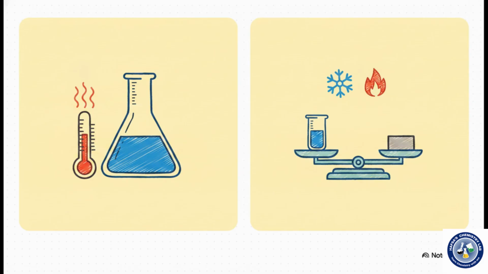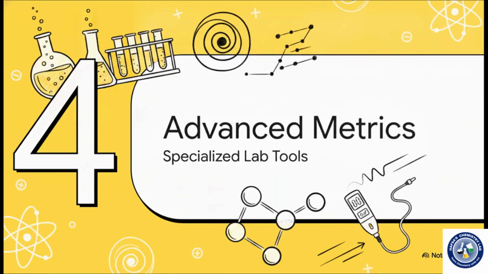Enter our hero, molality, with an L. Instead of dividing your moles by liters of volume, molality divides them by the mass of the solvent in kilograms. Since a kilogram of water weighs exactly a kilogram whether it's freezing cold or boiling hot, molality is entirely temperature independent. It's a rock-solid metric when conditions are changing. All right, let's look at Section 4, Advanced Solution Metrics, our specialized lab tools.